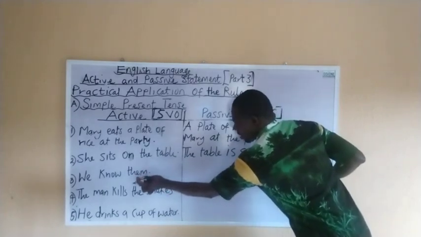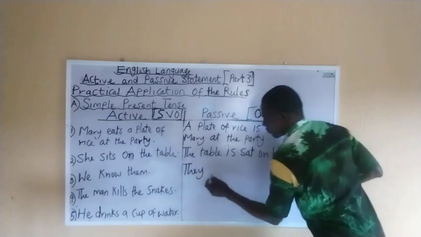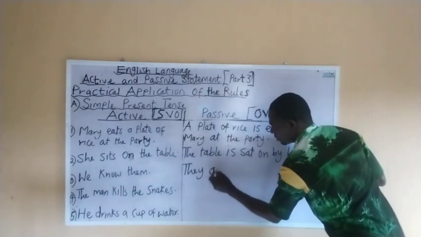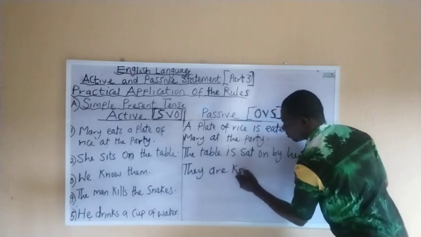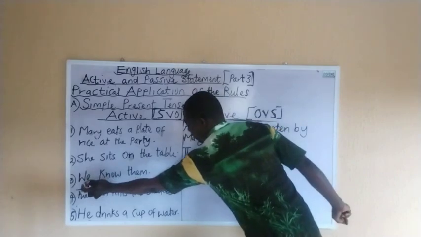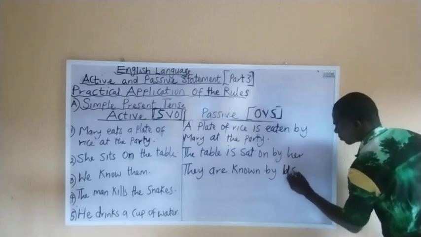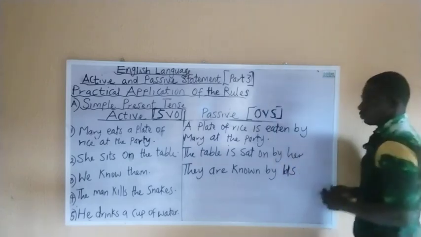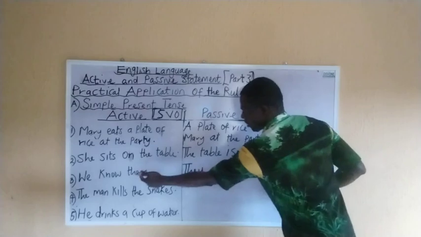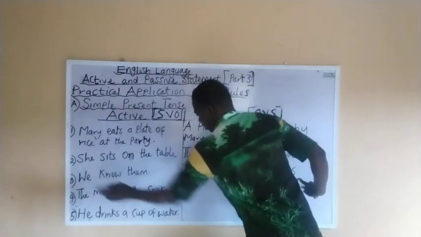Then we will change to they. They, plural verb, we have to introduce are. They are known by we, subjective pronoun, we will change to objective pronoun, us. So here we did a lot of changes. We have they to replace what? Them. And we have what? Us to replace what? We.